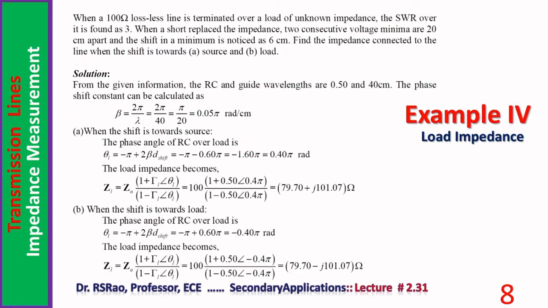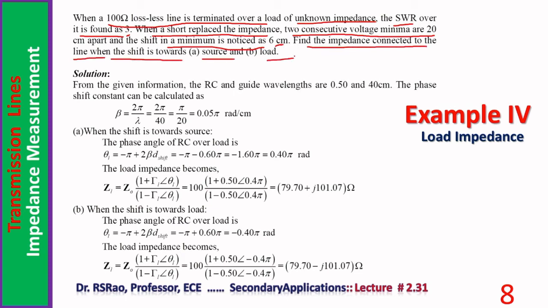Now we consider another problem, example 4. It is set around finding load impedance. When a 100 ohm lossless line is terminated over a load of unknown impedance, the SWR over the line is found as 3. When a short replaces the impedance, two consecutive voltage minima are found 20 cm apart and the shift in a minimum is noticed as 6 cm. Find impedance connected to the line when the shift is towards source, and towards load. Two situations we have to consider.